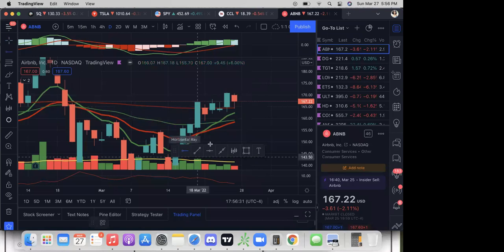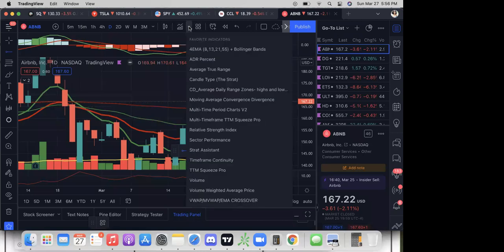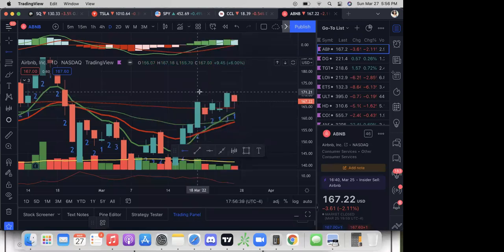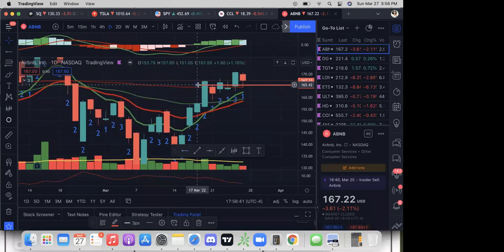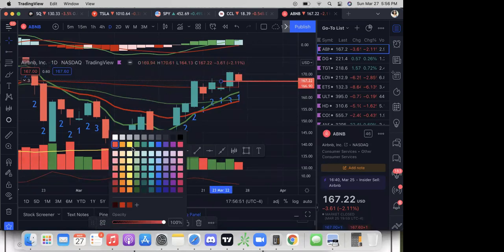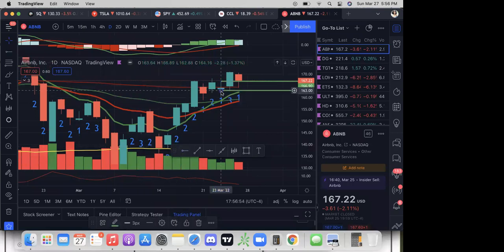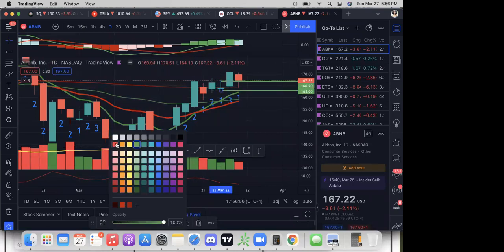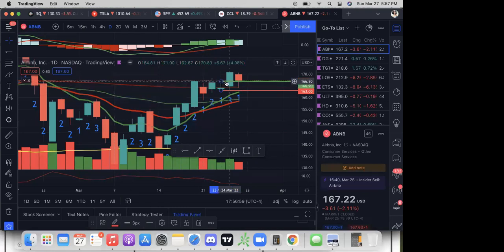Essentially, let me put the numbers on there so everybody can see. Let's use a previous break. Here's one right here. Let's just say you are saying, I'm going to get into calls if it breaks above this area right here, or I'm going to get into puts if it breaks below this. Essentially you're waiting for the moment that it breaks above this particular candle, and you're taking your entry.